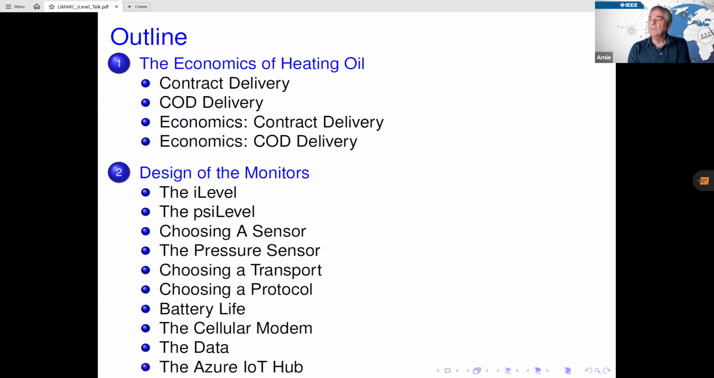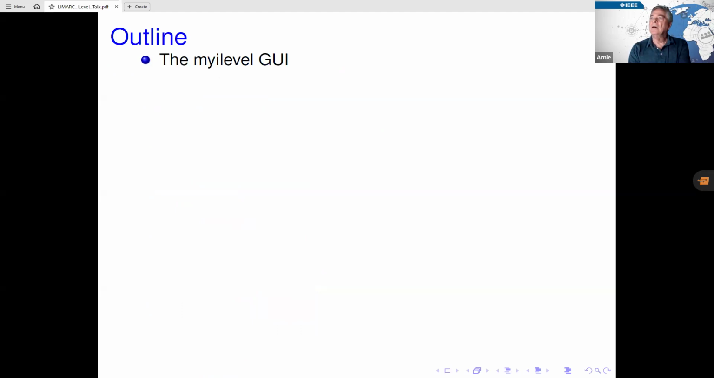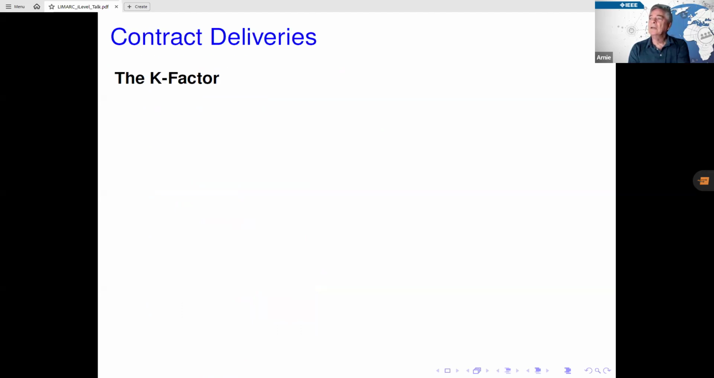So the actual end user of the monitor is both the owner of the residential oil tank as well as the oil delivery service. It is not designed to be a retail device, although we did sell some retail devices. And the last part of the presentation is the actual screen that the users see.